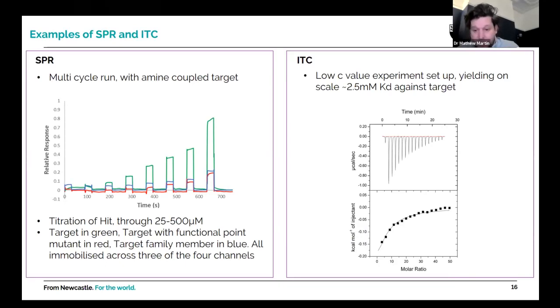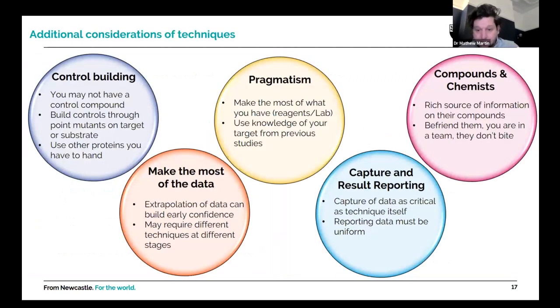On the right is a thermogram from a low C-value ITC run, where you can see that we were able to fit a KD of around 2.5 millimolar, knowing that there's only one binding event from the crystal structure. And I just want to briefly round this off, looking at techniques by providing some additional considerations, which I hope would serve you well coming into this as a PhD student or postdoc.